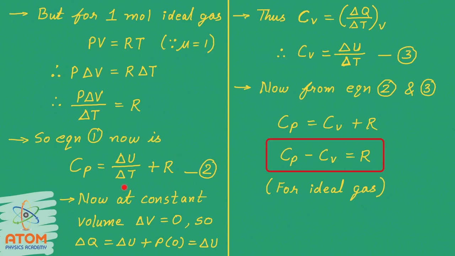Now from equation 2 and from equation 3, we can write that Cp is equal to Cv plus R. See, this delta U upon delta T is nothing but Cv. So Cp is equal to Cv plus R, or you can write Cp minus Cv is equal to R. So this becomes the relation between Cp and Cv, that is a constant value and that is R. And don't forget, this is for ideal gases, because here we have used the equation of ideal gas, that's why this equation is applicable for ideal gases.